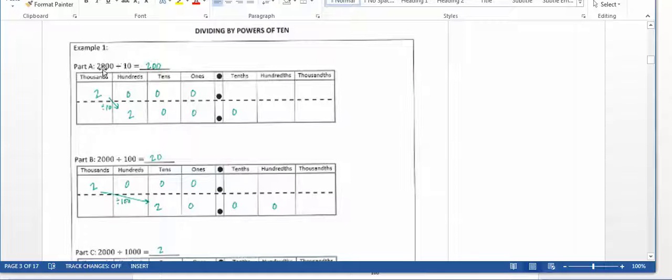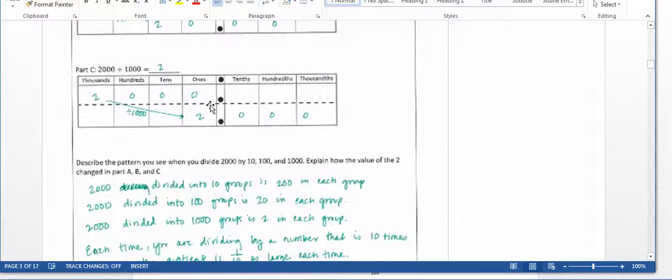I'm going to start with dividing 2,000 by 10, 100, and 1,000. And so when I have 2,000 divided into 10 groups, that means I'm going to have 200 in each group. What that looks like in our place value chart is the 2 is in the thousands place, and when I divide by 10, it slides one place value to the right. When I divide by 100, it slides 2 place values to the right. When I divide by 1,000, it slides 3 place values to the right. I slid all the rest of my zeros because I think it's a good habit to get kids into to slide the rest of those numbers.